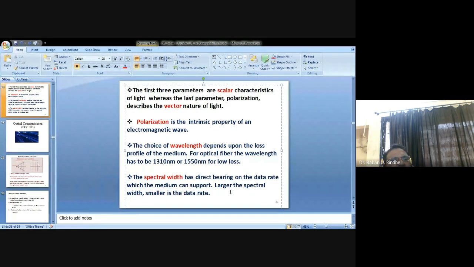The spectral width has direct bearing on the data rate which the medium can support. That medium is the channel; we are using the optical channel. Larger the spectral width, smaller is the data rate. Smaller the spectral width, larger is the data rate. They are inversely proportional to each other. Therefore, for long distance transmission using single mode fiber, you require a laser source, whose focused beam carries the signal from transmitter to receiver in a long haul transmission system.